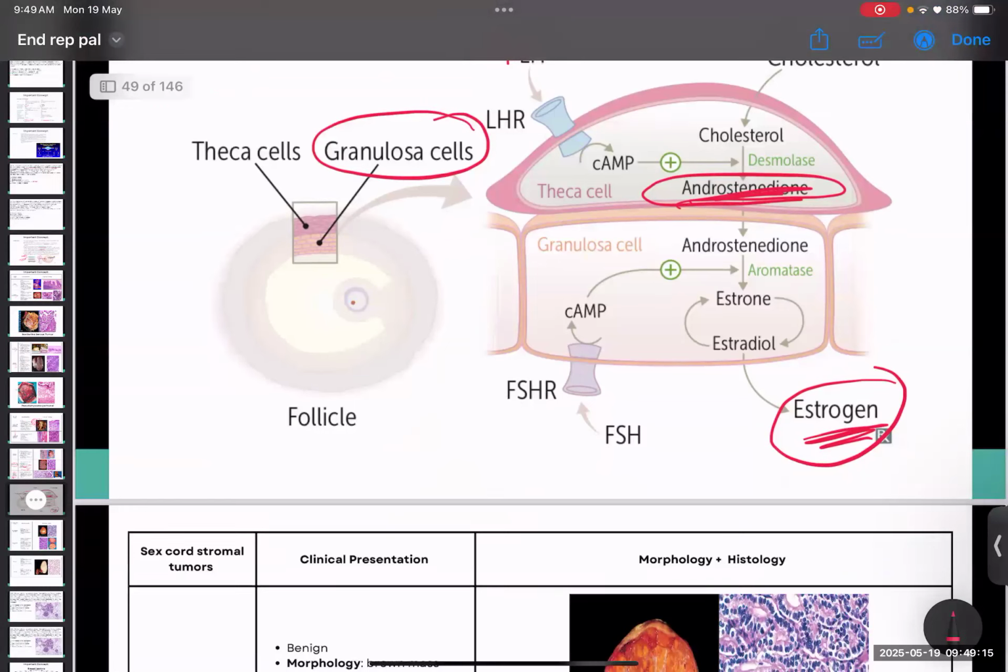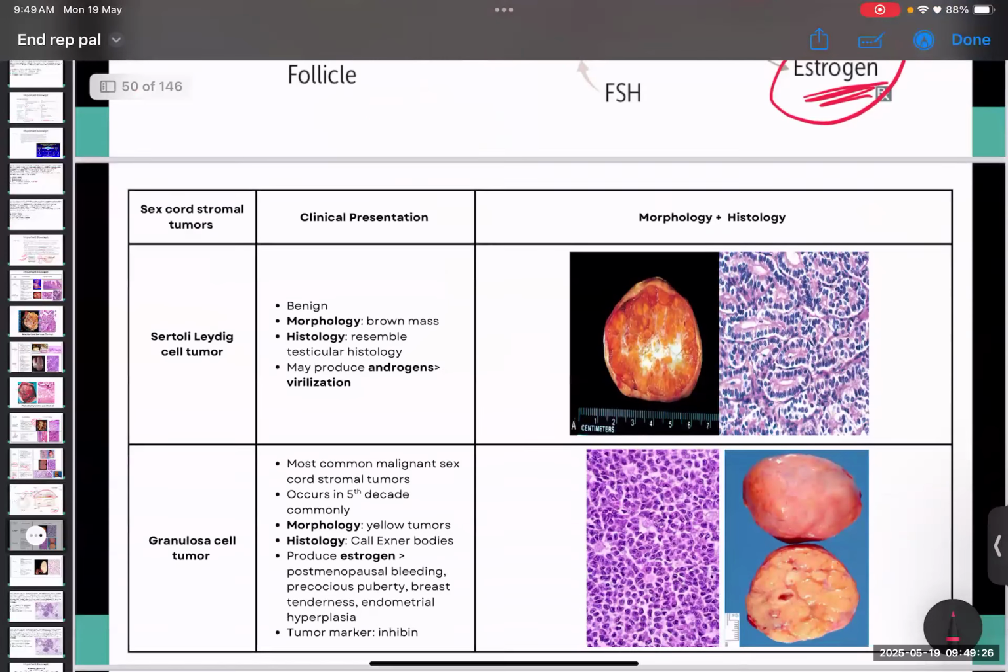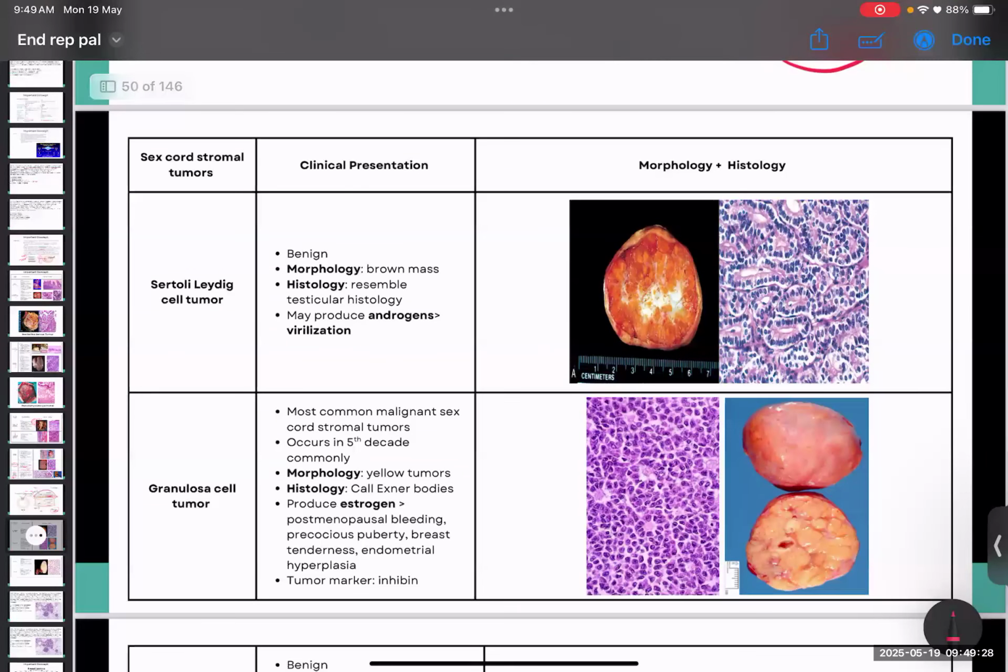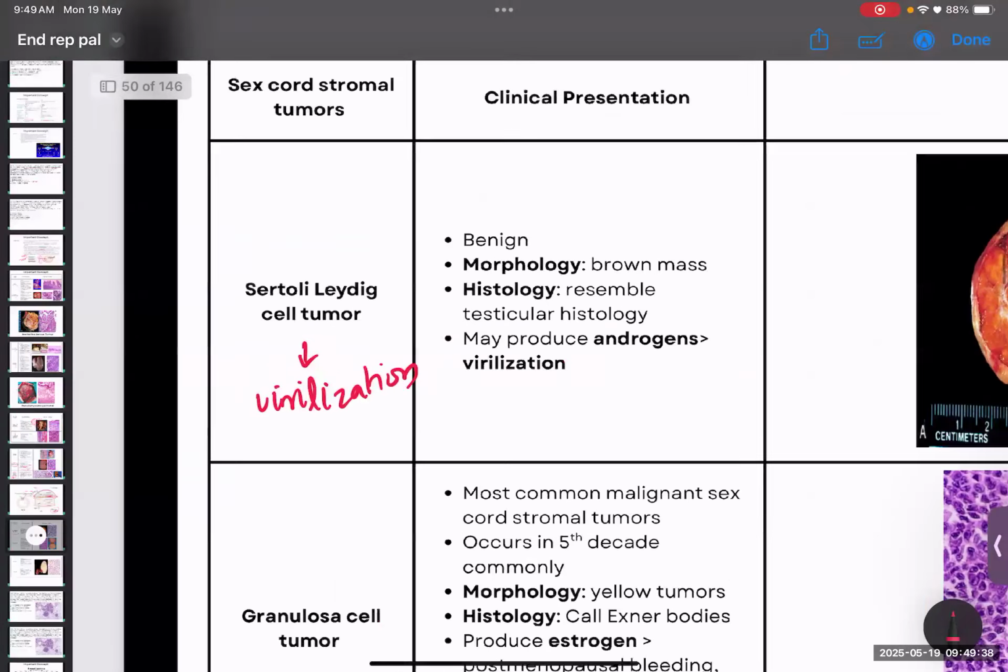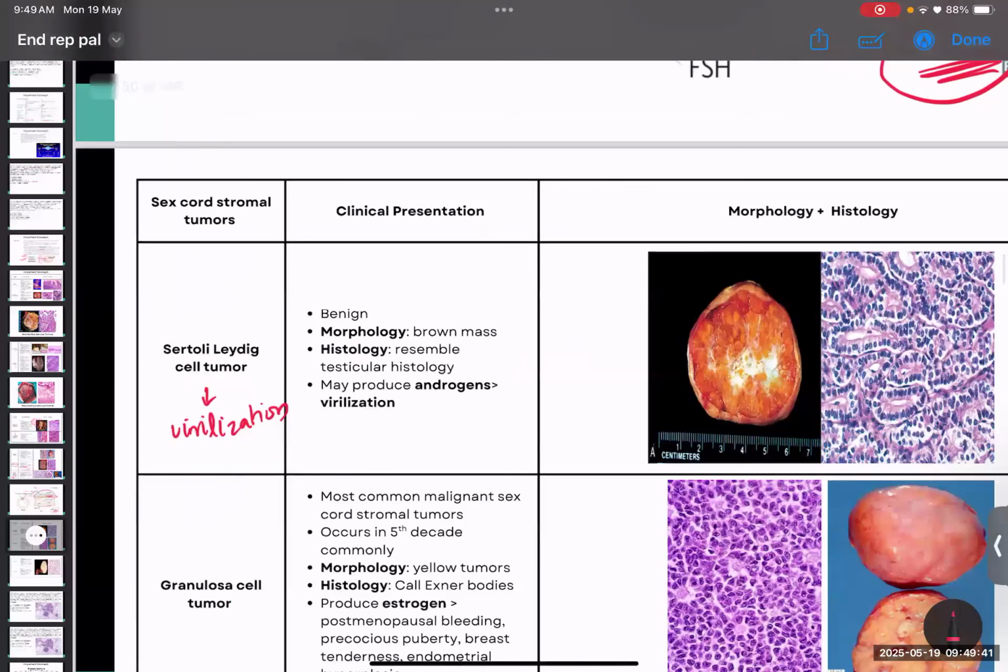So if you have a granulosa cell tumor, then it's definitely going to manifest as hyperestrogenism, meaning that the patient will present with abnormal uterine bleeding because of endometrial hyperplasia and things of that sort. Sertoli cell tumors are very easy to diagnose because they have a very characteristic presentation of virilization symptoms. So acne, hirsutism, anything of that sort will directly lead us to a diagnosis of Sertoli cell tumors, especially if it's within an ovarian adnexal mass.